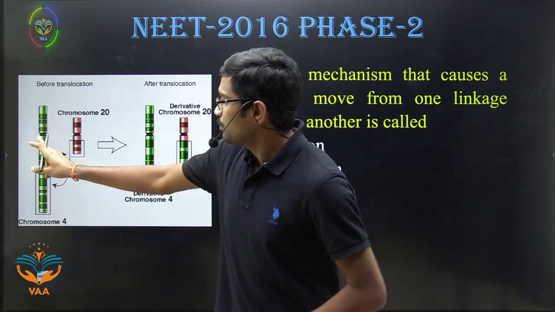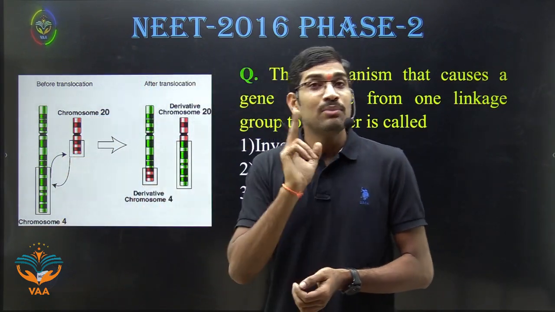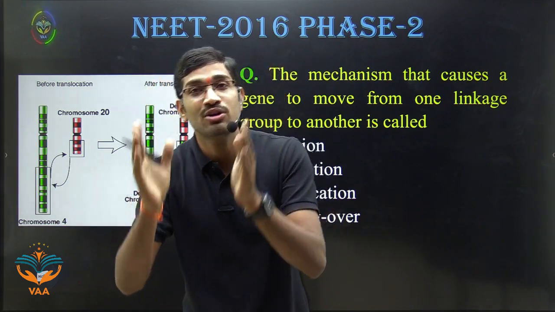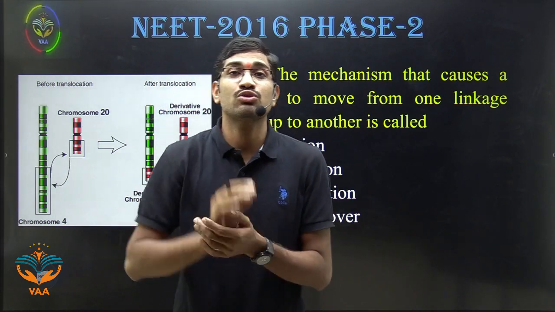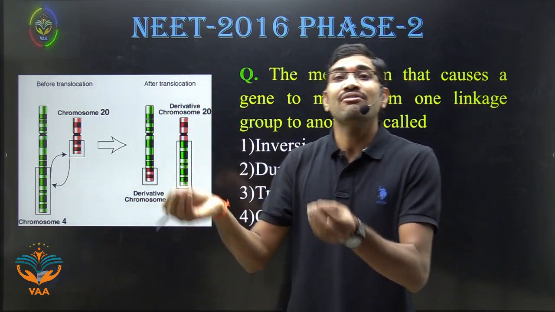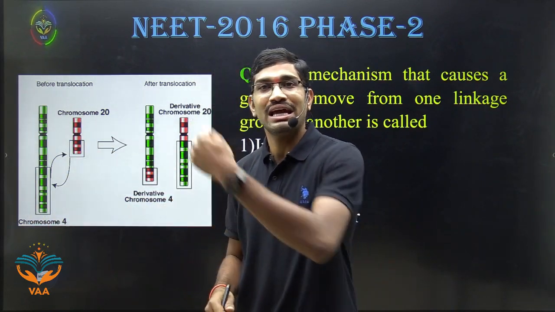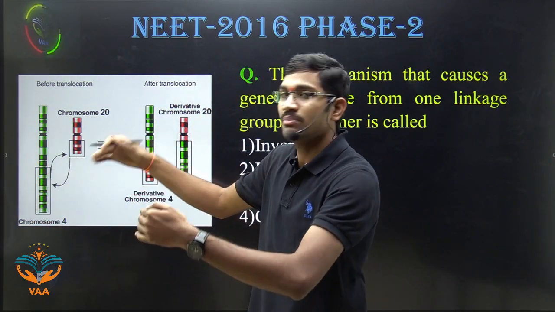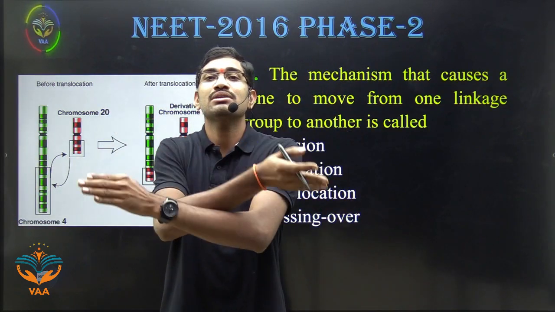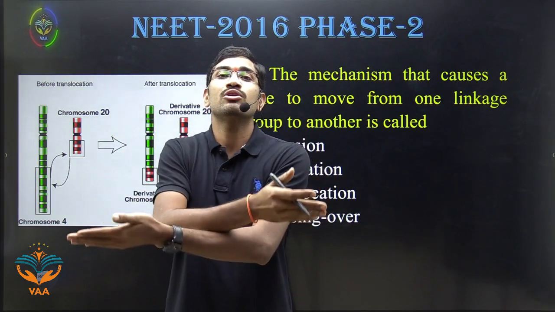Yes or no? Suppose you are taking another homologous chromosome, that is also chromosome number 4. Please remember, that also has the same linkage group. Both the homologous chromosomes will have the same linkage group. So crossing over is exchange of segments within the same linkage group. But here chromosome number 4 has one linkage group and chromosome number 20 has another linkage group. So here exchange of segments is taking place between 2 different linkage groups or 2 different non-homologous chromosomes.